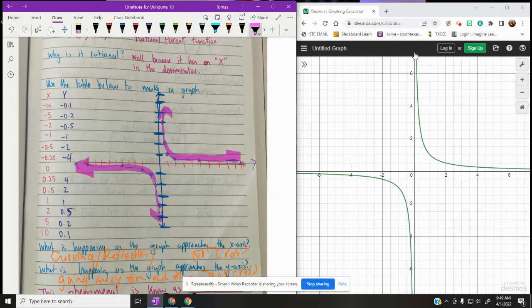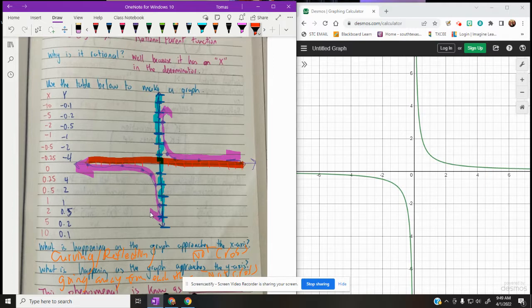So what ended up happening here is that we have an asymptote on the y-axis, which is like an imaginary line. And what happens is that our graph will never cross these two imaginary lines. So we have one that's going horizontally. We'll call that a horizontal asymptote. And we have one that's going vertically. We'll call that the vertical asymptote.